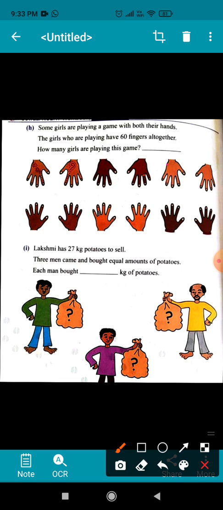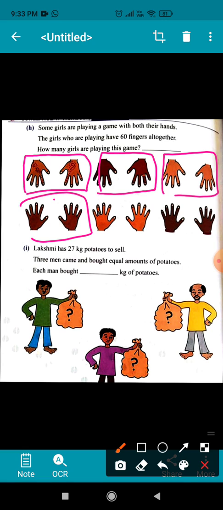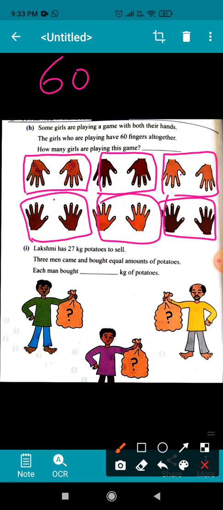Children, as you all know, one girl has two hands having 10 fingers each. Now, we will divide this in groups of 2 hands or 10 fingers. Okay. So, how many girls have you got? 6 girls. Or in short, how can we do it? 60 fingers were there and each girl has 10 fingers. So, how many girls are there? 6 girls are there. Okay.